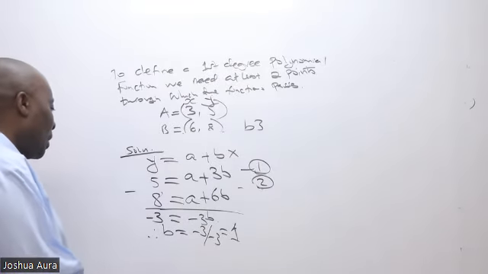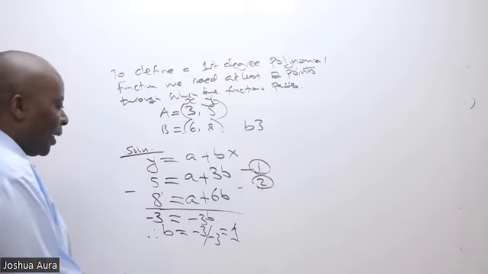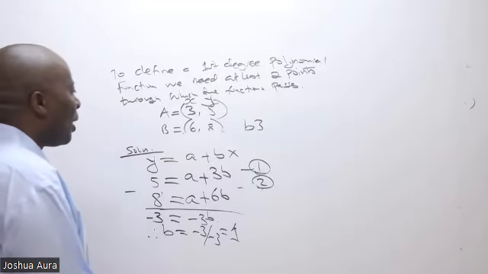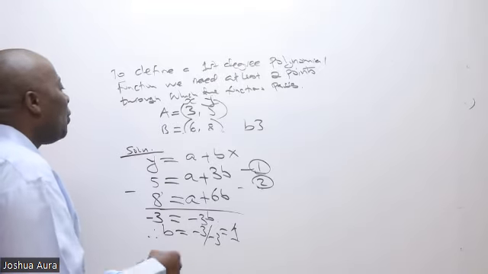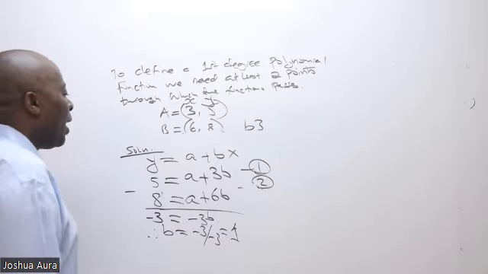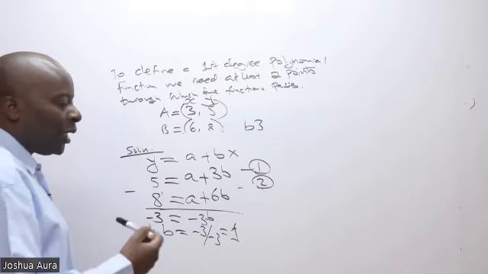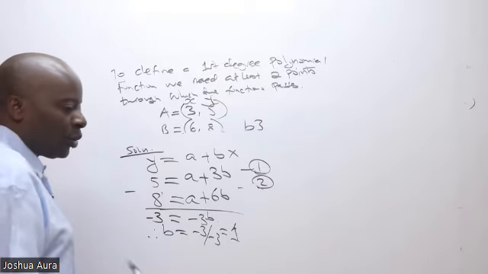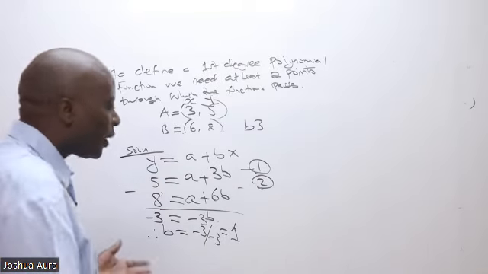So in this case, b equals 1. Now, having gotten the value of b, we can easily get the value of a by substitution. Then how would we substitute here?